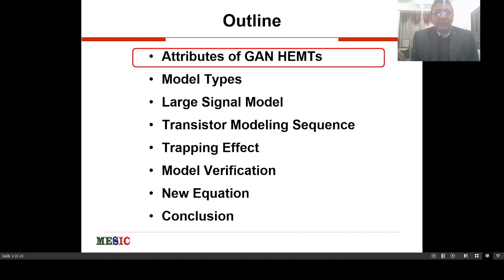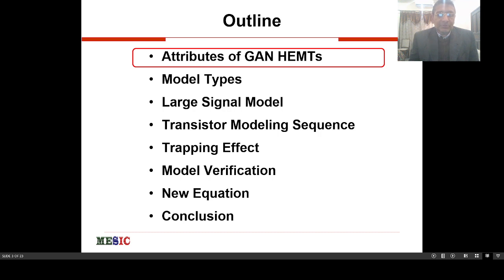First of all is the outline. I'm going to talk about the attributes of the gallium nitride HEMT, why we need it and why it is very good. Then I'm going to talk about the model types, what types of models are currently commercial. Then the normal large signal model that people use, and what things are inside the model.